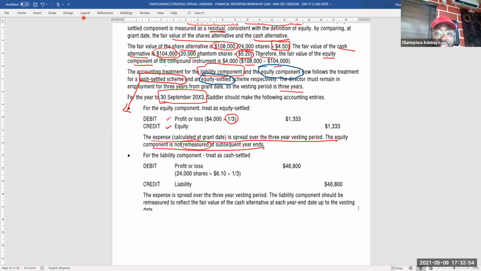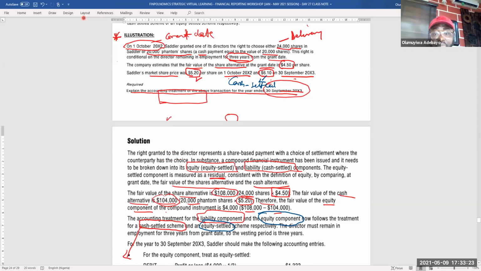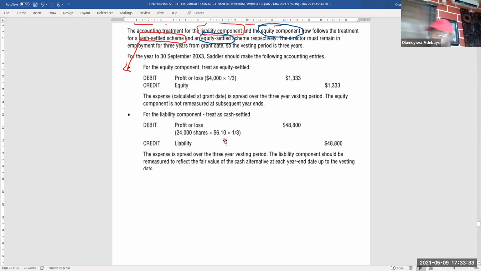But what happened to the liability component? It will be remeasured normally for a liability at every reporting date. That is why, apart from the fact that it was 5.20 before, it is now 6.10 within just a space of 1 year. Therefore, you are measuring that, which is far away from 104. It was 104 before, which would be multiplied by 1/3, but it is now more than 104. How much is it now? It is 6.10. My calculator, 6.10 times 24,000.